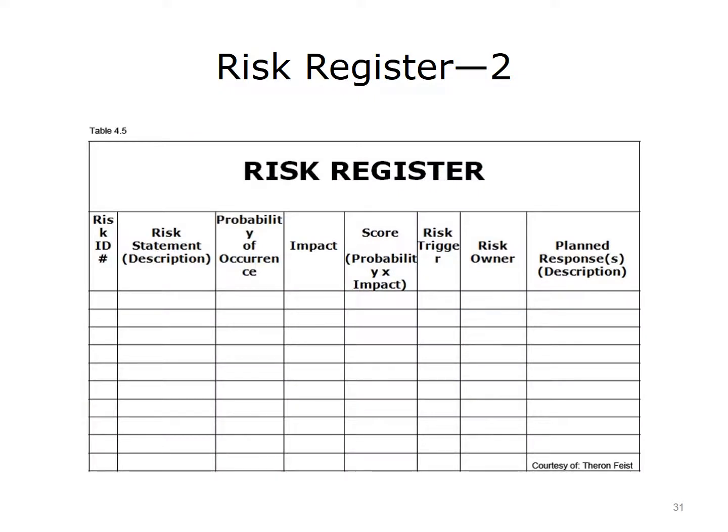This slide provides an example of a risk register, and you will see it consists of rows and columns, and the key columns are risk ID number, risk statement, probability of occurrence, and impact or potential impact of that playing out. A risk register can include a score, which would be probability times impact, things that could trigger that risk. Who is the owner of that risk? Who would deal with risk response? And what is the planned response if that risk does play out?